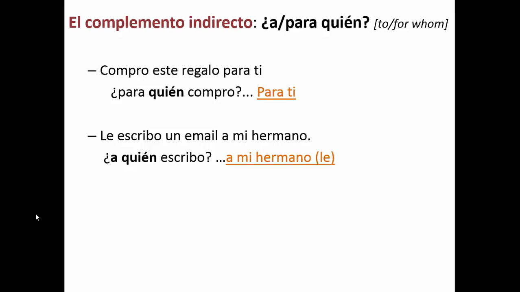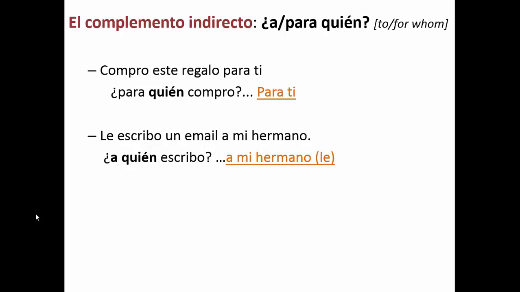Here are some more examples of sentences that have indirect objects in them. I bought what? Or I bought this present for you. Compró este regalo para ti. I bought what? A present. Present is the direct object. For whom? For you. Para ti is the indirect object.